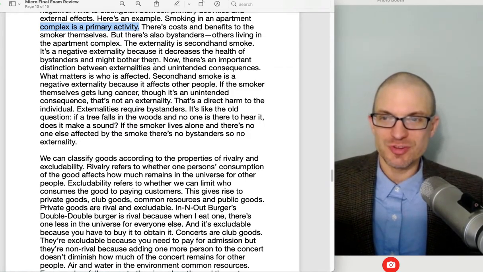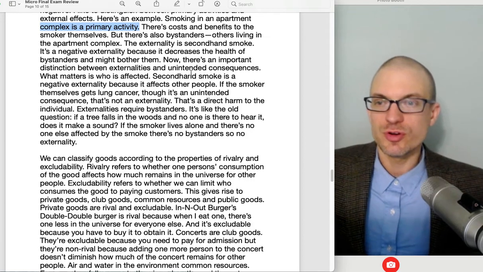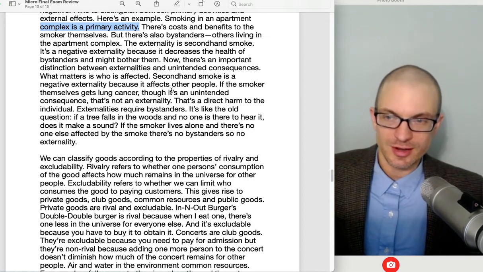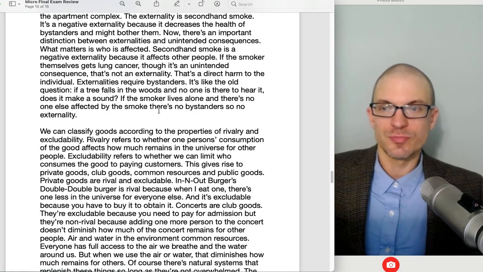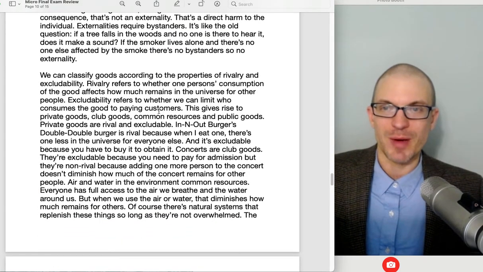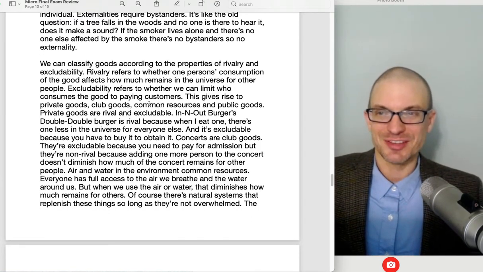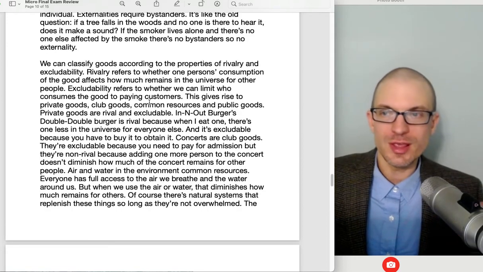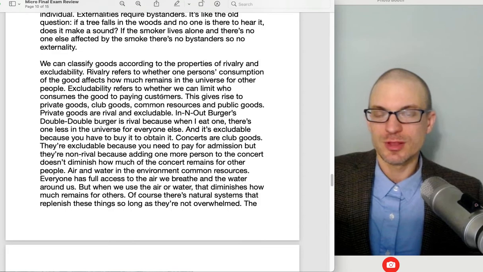Now, there's an important distinction between externalities and unintended consequences. So what matters is who is actually affected. Secondhand smoke is a negative externality because it affects other people. If the smoker themselves get lung cancer, though, it's an unintended consequence, it's not an externality. It's a direct harm to the individual. The key is, for externalities, we have to have bystanders. It's like the old question, if a tree falls in the woods and no one's there to hear it, does it make a sound? Well, the smoker lives alone and there's no one else affected by the smoke. There's no bystanders, so there's no externality.